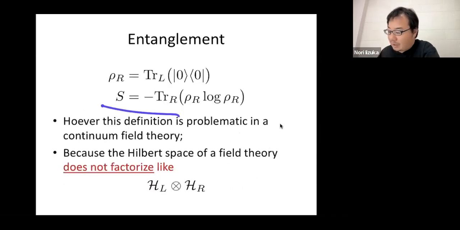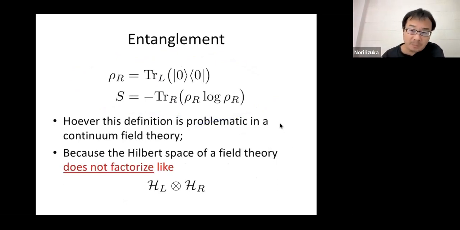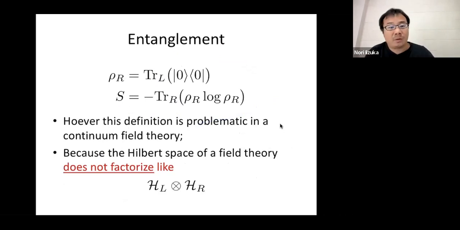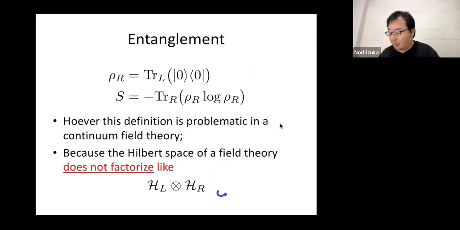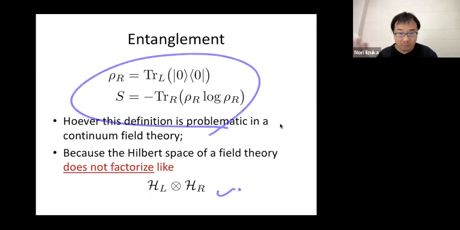That's what I say. However, this definition is very good for the case of spins, but it's problematic for continuum quantum field theory, as I said in the introduction. This is simply because the Hilbert space does not factorize into left and right. So this doesn't hold. But in the case of spins, this holds, so this is good enough. There's no more issue.